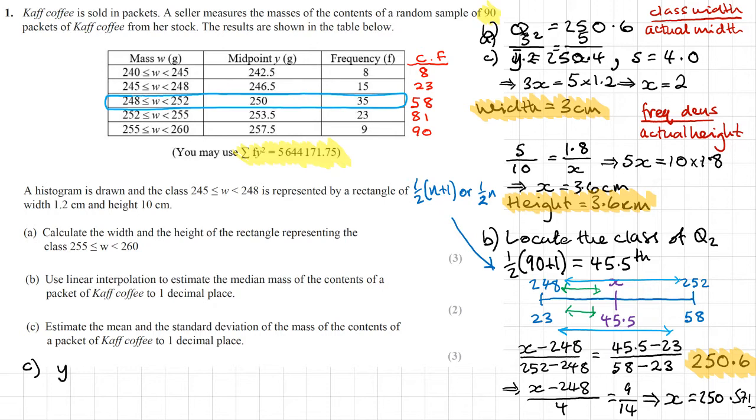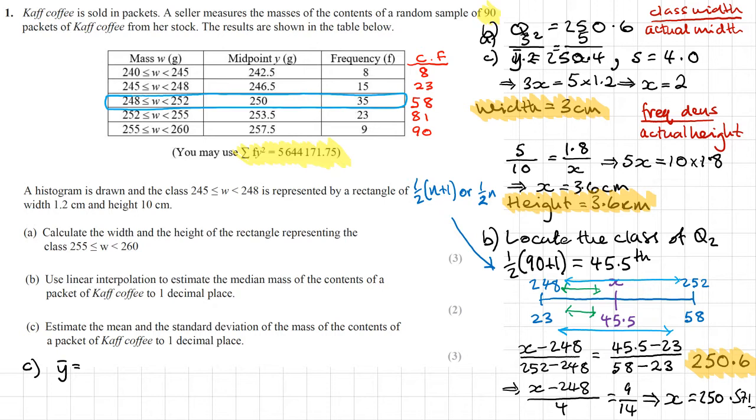Using a calculator, you want to go into your statistics menu, a one variable calculation, make sure your frequency is switched on, type in the values into the table, and then you can pick up all the values for the mean, sum of x squared, and so on.